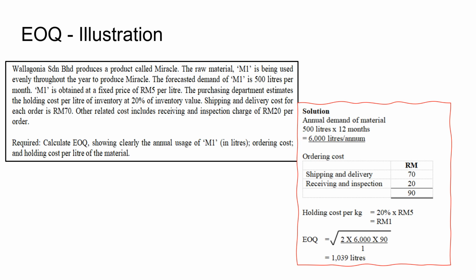1039 liters. So at this order quantity, the company can minimize its holding cost and its ordering cost at the same time. So this will ensure that the company will not make an over investment in the stock. Because when you over invest, then you will have a wastage on other parts. You cannot invest the money in other important activity, so it is considered as your opportunity cost later on. Okay, so we are done with the EOQ.